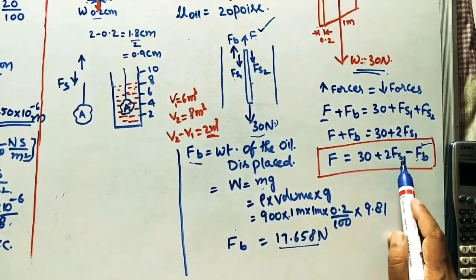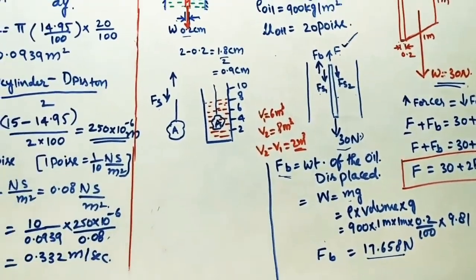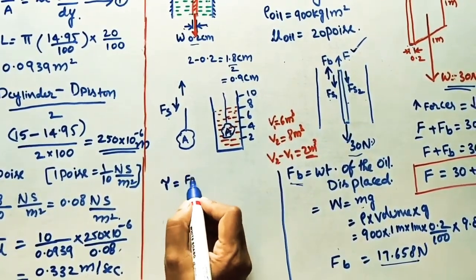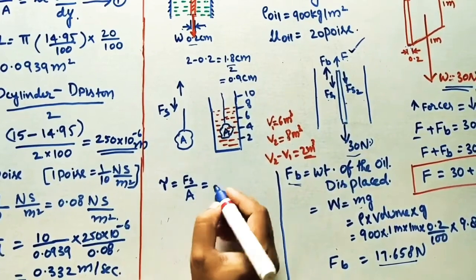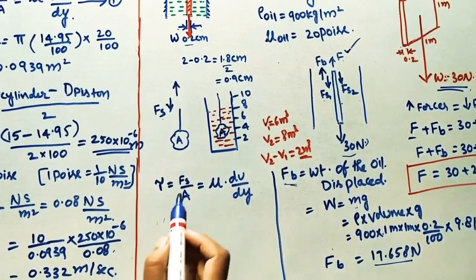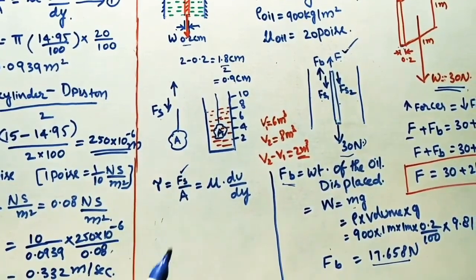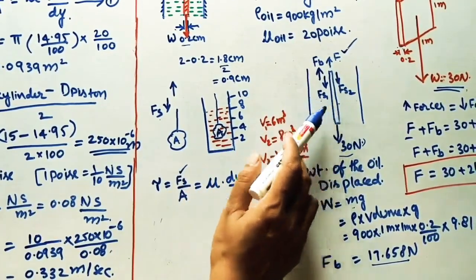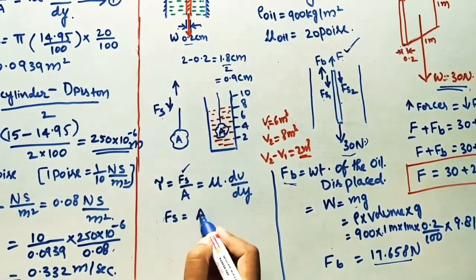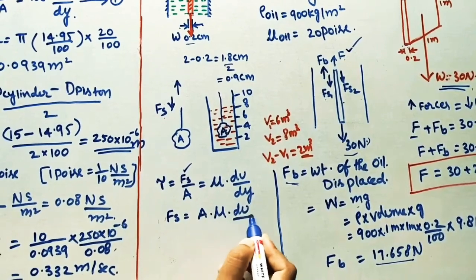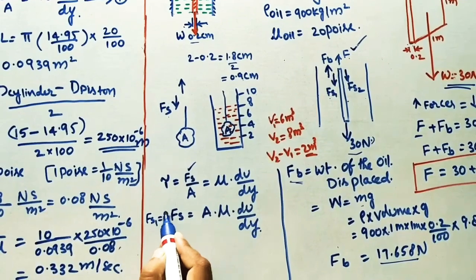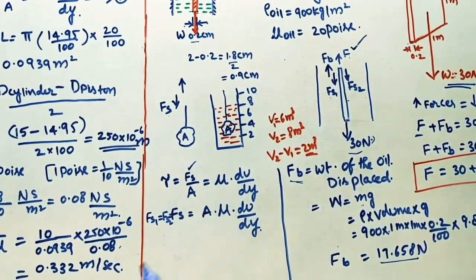We need to find the shear force. Okay, so we have one formula for shear stress. I will write it on this side: shear force by area is equal to mu into du by dy. Now we need to find F. Both FS1 and FS2 have the same value. So FS is equal to A into mu into du by dy. So FS1 is equal to FS2 is equal to this formula.